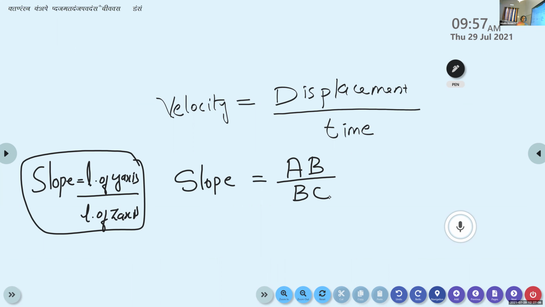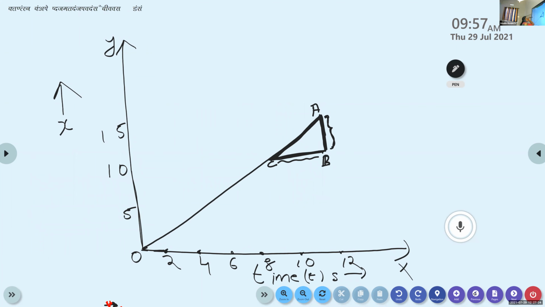Now we can find the values corresponding to this AB and BC. Here we take this AB. AB is the velocity. Sorry, AB is not velocity, AB is the position. AB is representing the position.